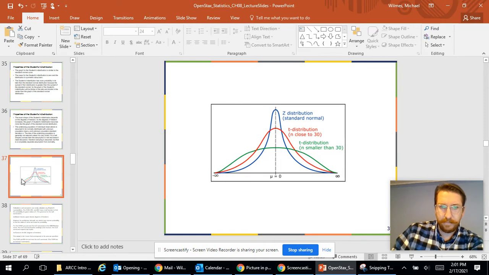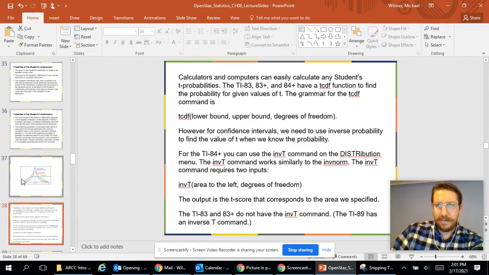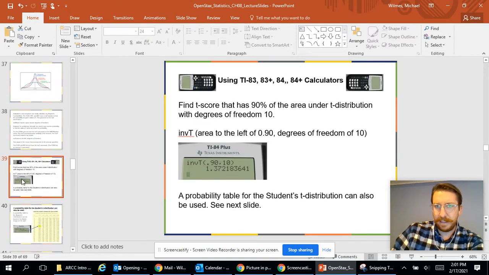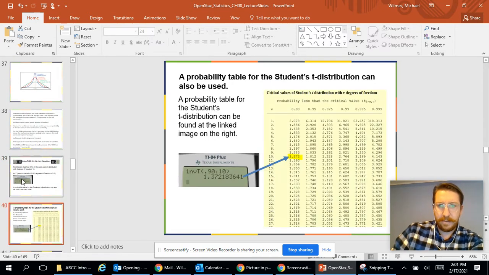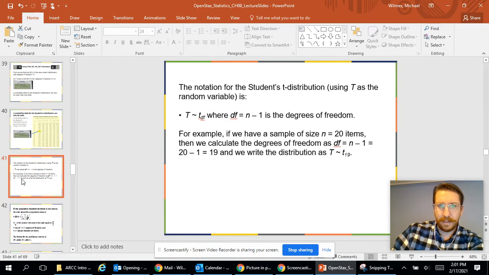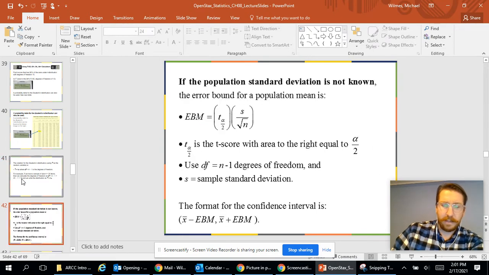Then we have some routines on how to do this on our graphing calculator. We are not going to use the graphing calculator. We're going to use the calculators built into our computers or on the internet. Okay, so here we go.